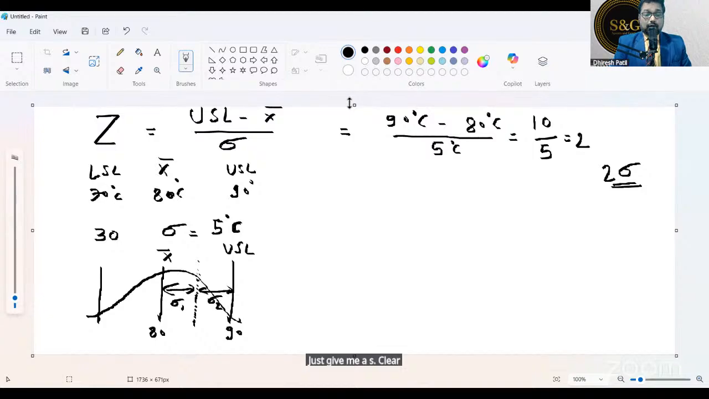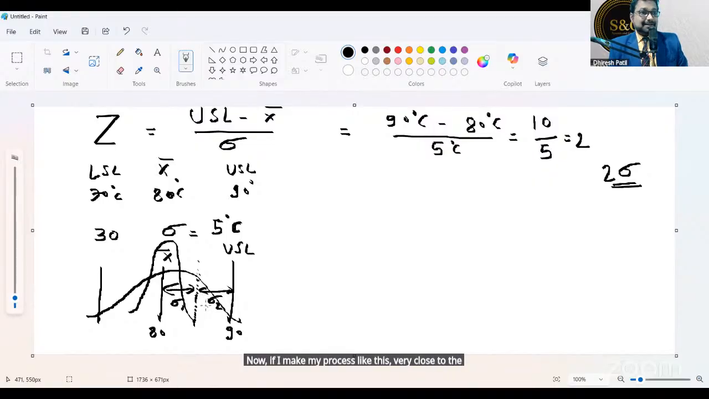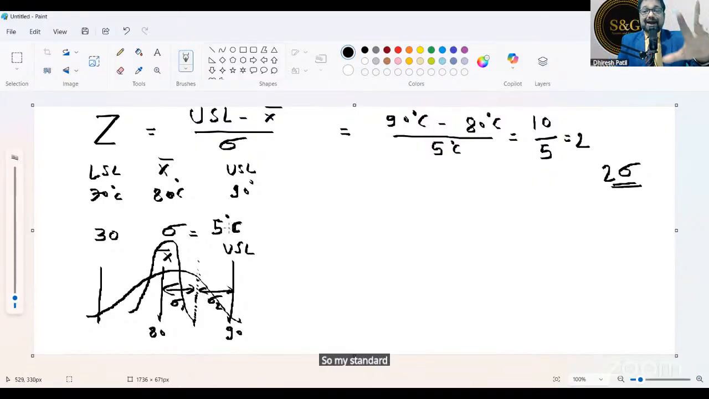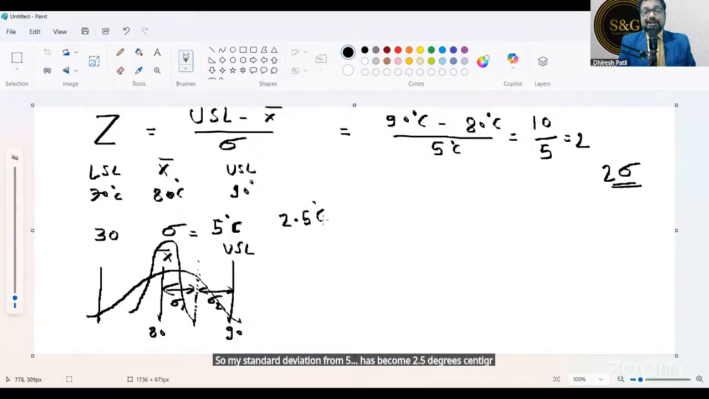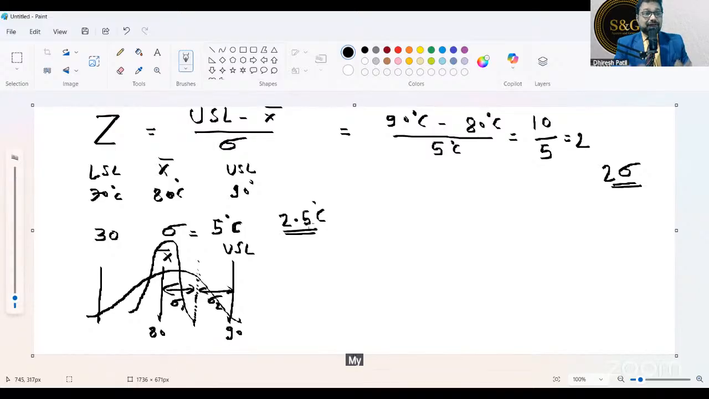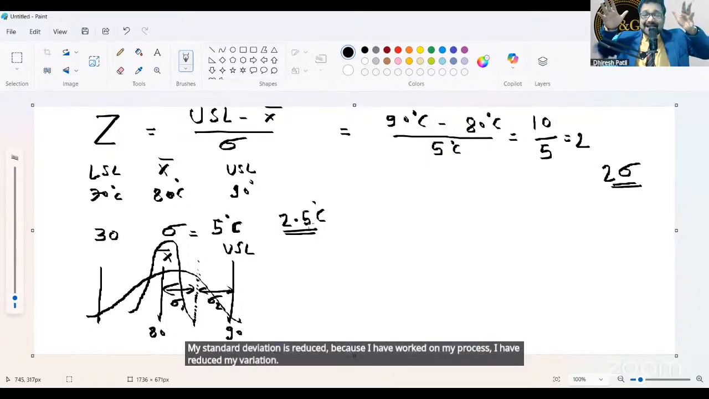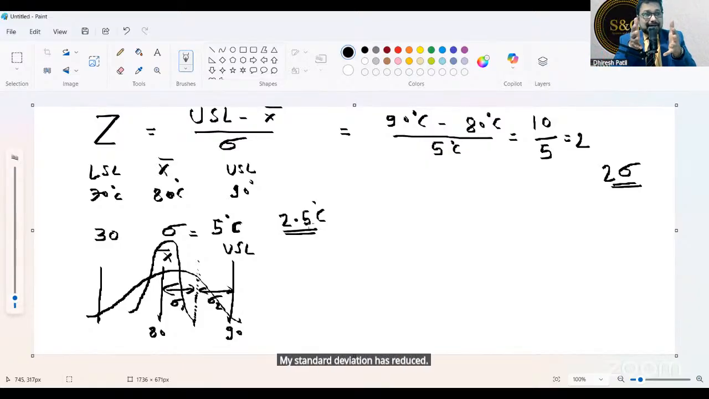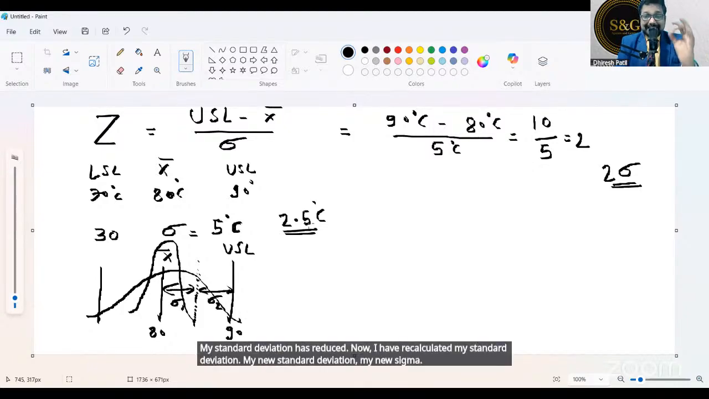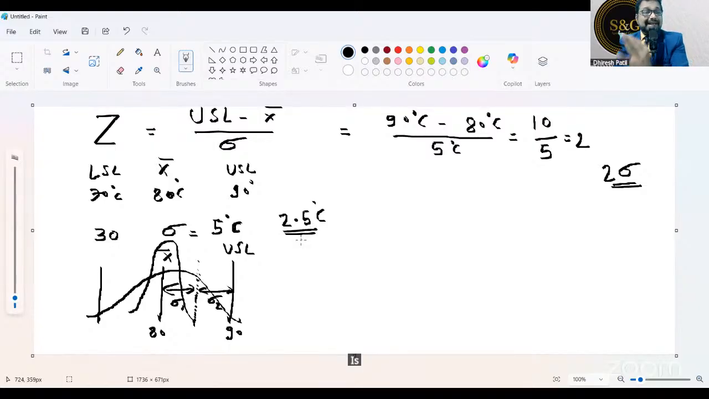Clear? Now understand this. If I make my process like this, very close to the center, my standard deviation from 5 has become 2.5 degrees centigrade. Imagine this. My standard deviation has reduced because I have worked on my process. I have reduced my variation. Now I have recalculated my standard deviation. My new standard deviation, my new sigma, is 2.5 degrees centigrade.